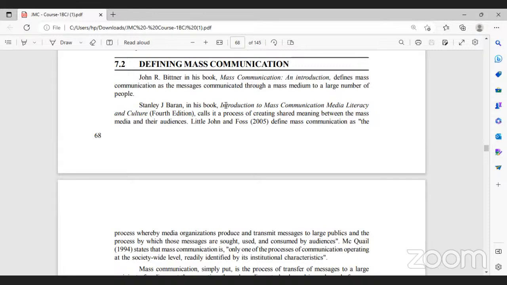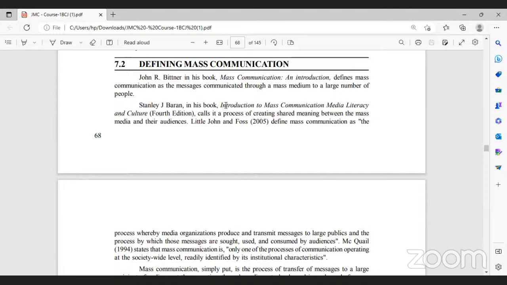Then we have Stanley J. Baran, in his book Introduction to Mass Communication: Media Literacy and Culture, 4th edition, who says that it is a process of creating shared meaning between the mass media and their audiences. So what Baran is saying is that communication is a process. Similarly, mass communication is a process where we create shared meaning between the mass media and their audiences.